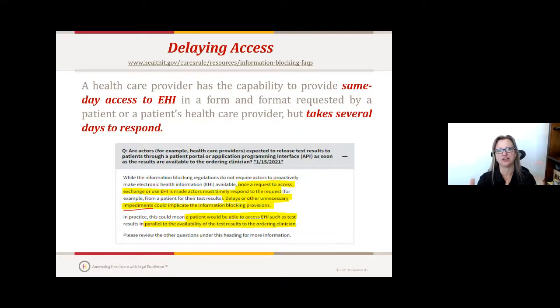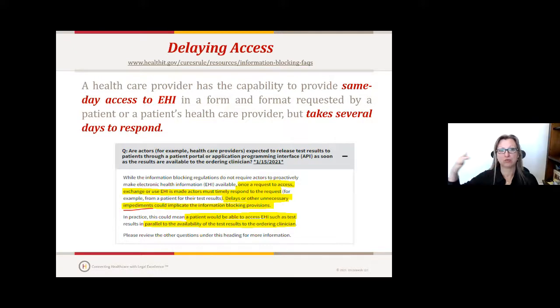ONC recognizes that this rule is not somehow requiring you to do that. Information blocking is triggered when there is a request for certain electronic health information and you are not responding to that request, or you are delaying response to that request for an impermissible reason.